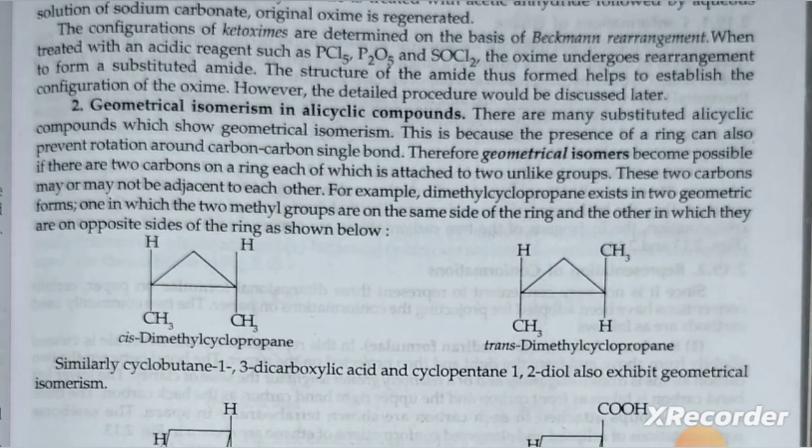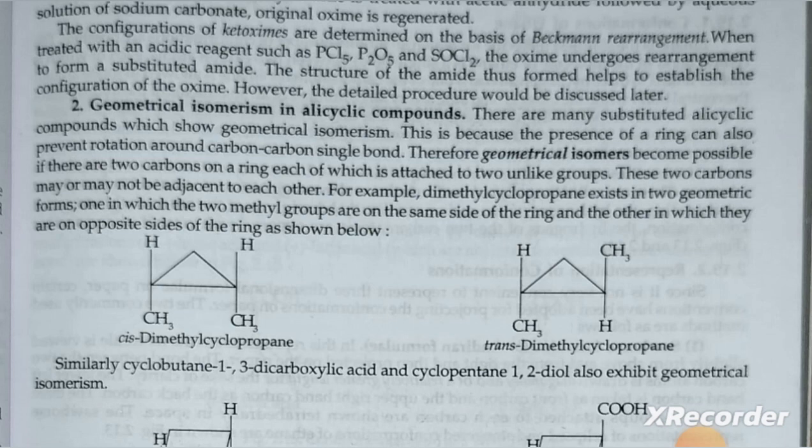There are many substituted alicyclic compounds which show geometrical isomerism. This is because the presence of a ring can also prevent rotation around a carbon-carbon single bond. Therefore, geometrical isomers become possible if there are two carbons on the ring, each of which is attached to two unlike groups. These two carbons may or may not be adjacent to each other.